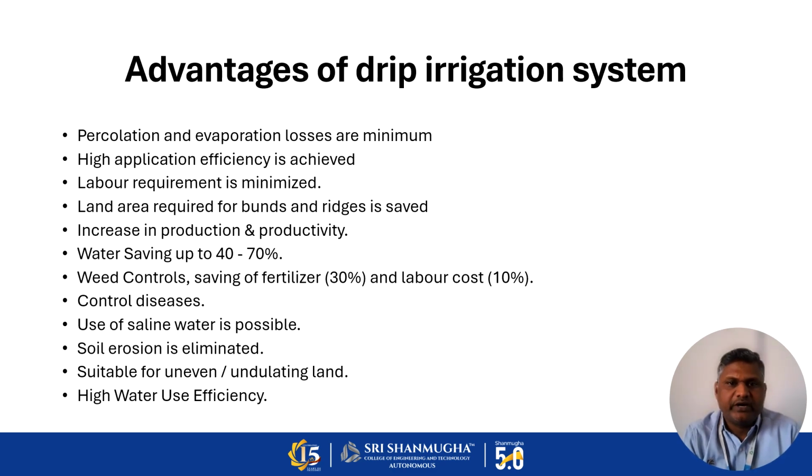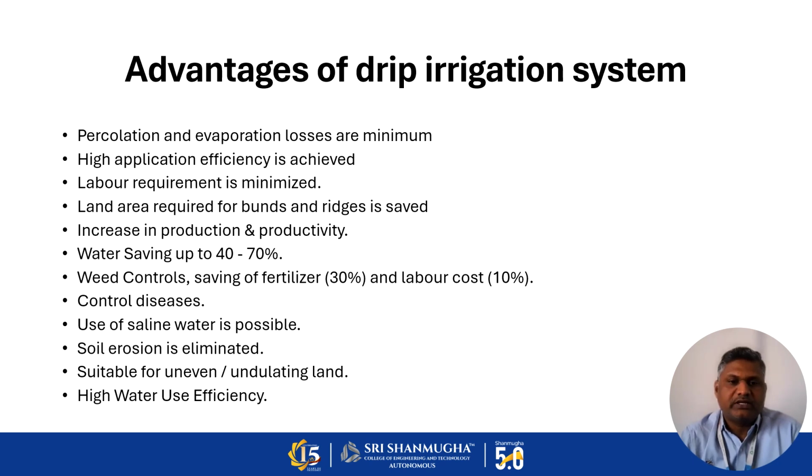So these are all the advantages of drip irrigation system. One is that percolation and evaporation losses are minimized. High application efficiency is achieved. Labor requirement is minimized. Land area required for bunds and ridges is saved. Increases in production and productivity. This is a very important advantage.